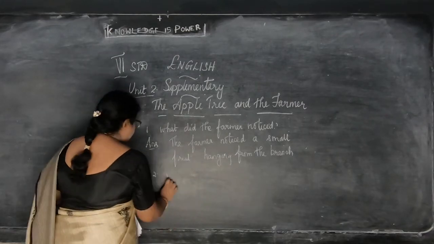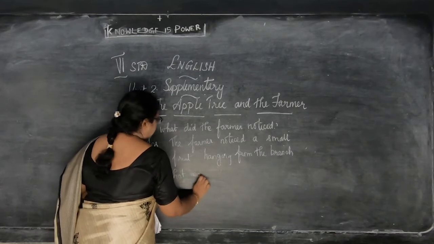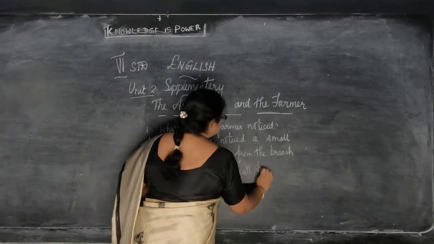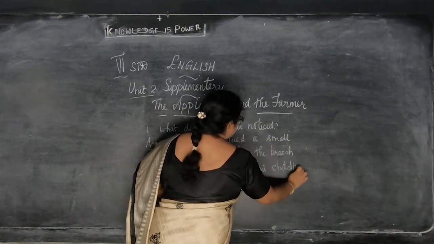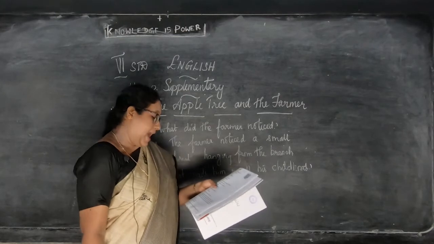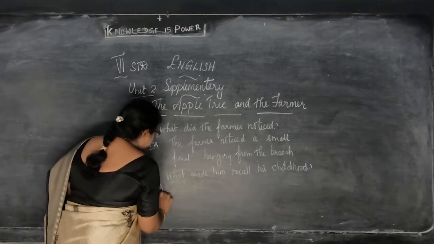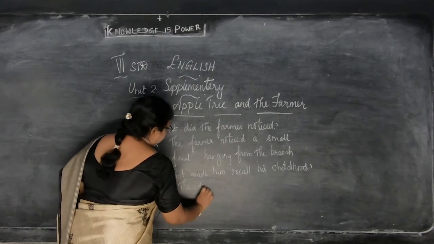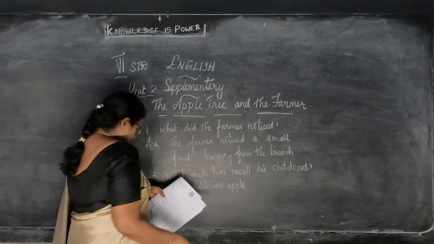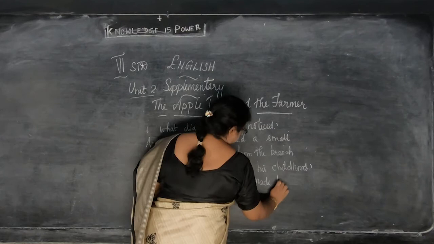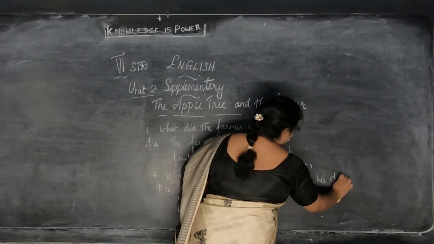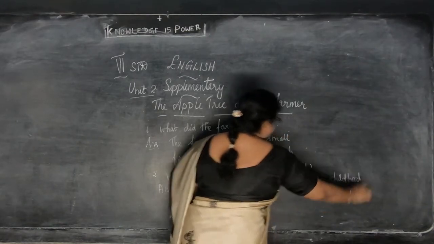So the next is, what made him recall his childhood? What made him recall, children? The delicious apples made him recall his childhood. The delicious apple made him recall his childhood. Okay children.